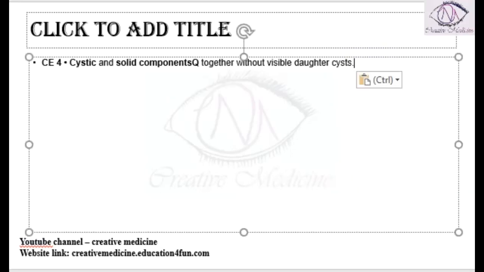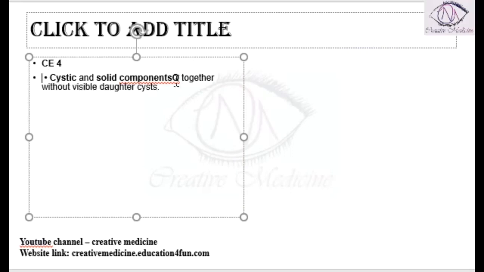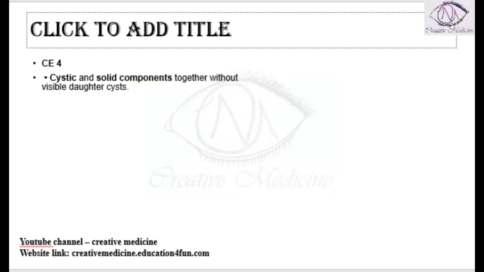Then we have CE4. In CE4, you will see in the cyst that the daughter cysts are visible. There are solid components seen along with cystic components. So you see the presence of both solid and cystic components in CE4.